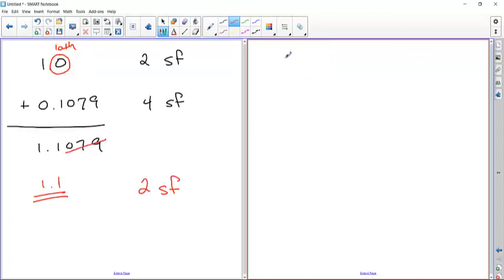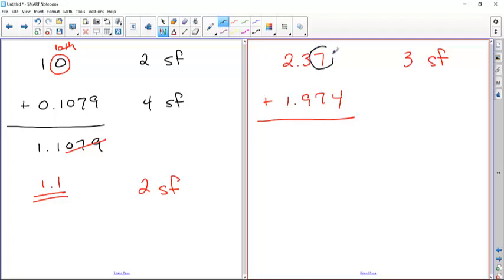Okay, so let's do another one here. Let's say 2.37. So that's three significant figures. We'll add 1.974. Again, the digit is going to be defined by this one. This is the hundredths place. We don't have accuracy in the thousandths place, so it means that we can really only consider this.